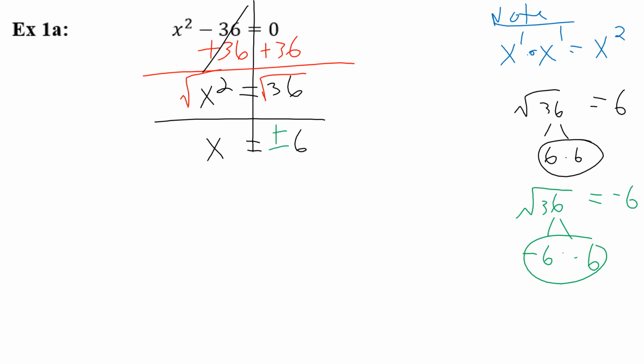Now, you could leave it like that as your final answer. If you wanted to split it up to make it a little more obvious, you can say x equals a positive 6 and x equals a negative 6. That would also be okay. Just be aware that they're the same exact thing.